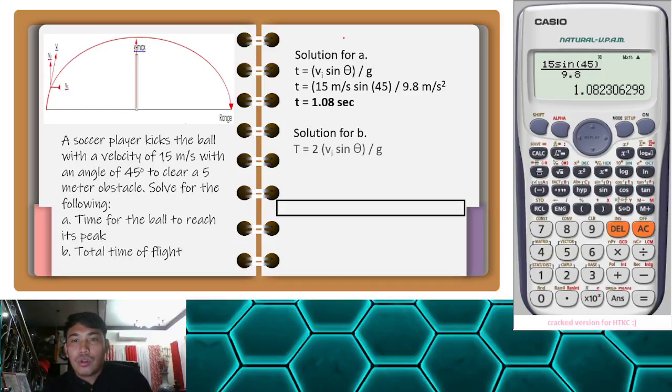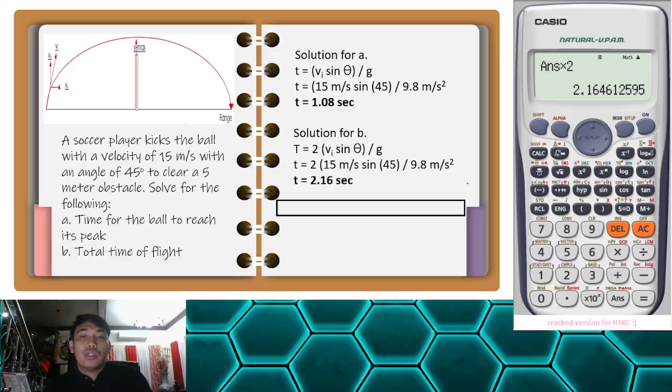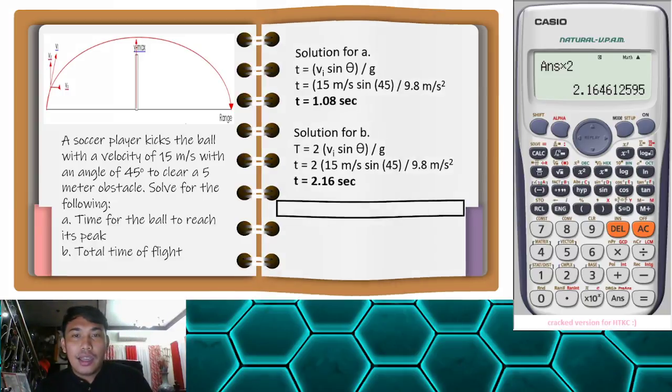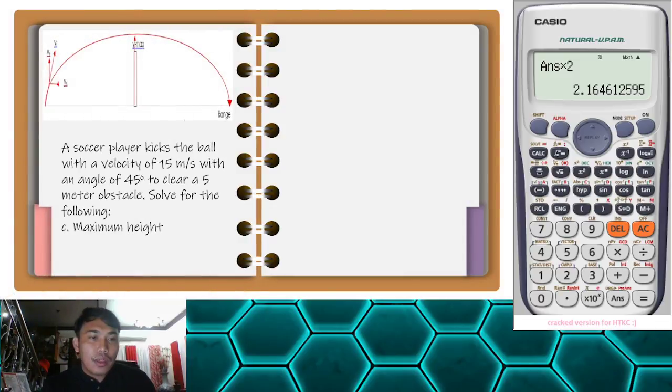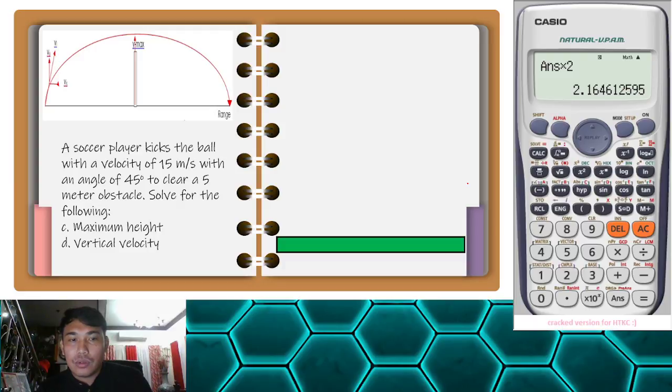And for B, using this formula, we just multiply this by 2 and we will arrive at the answer of 2.16 seconds. Okay, so proceeding to letter C and letter D, maximum height and vertical velocity. So please try to solve this one, guys. Timer's running now. Please try to solve.